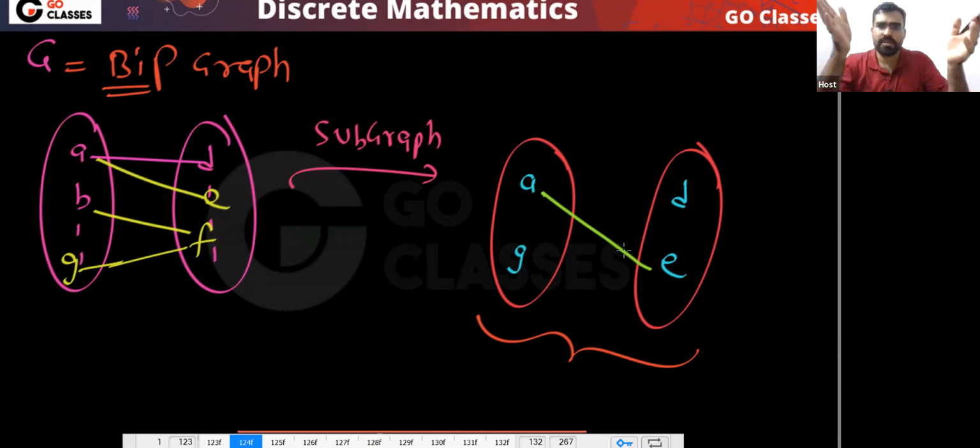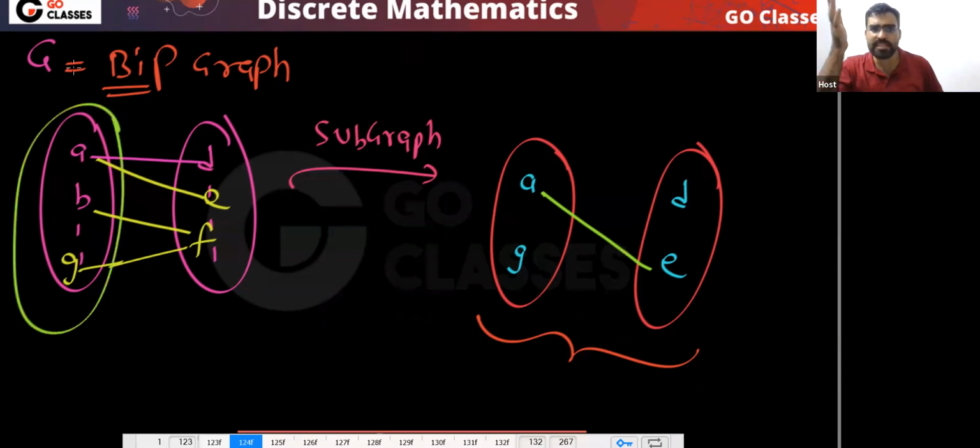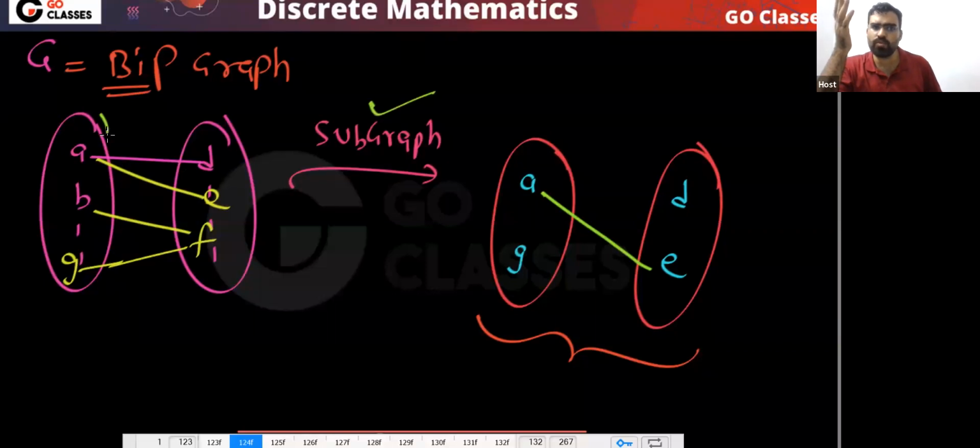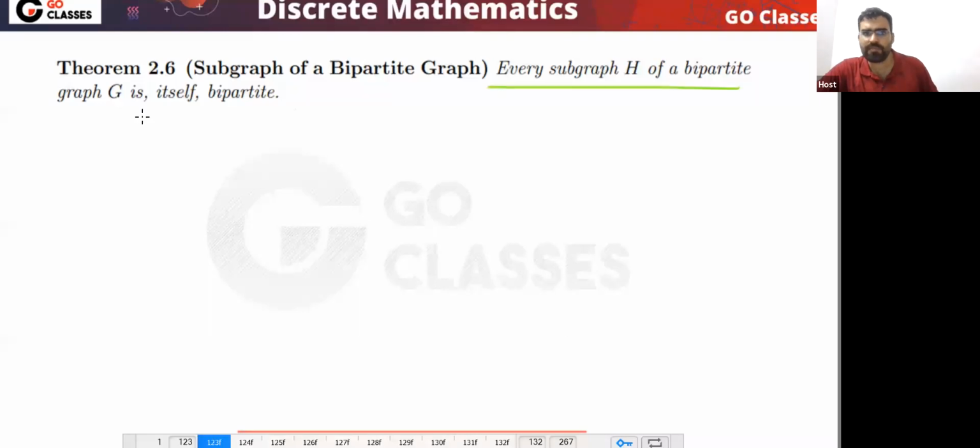Just think about it. If you don't have an edge here, then after deletion also you will not get an edge here. Yes or no? Because we are deleting, we are not adding. If you don't have any edge here, then after deletion of a vertex or an edge, there is still no edge here. So very simple. If you have a bipartite graph, then its subgraph is also bipartite. Every subgraph of a bipartite graph is itself bipartite.